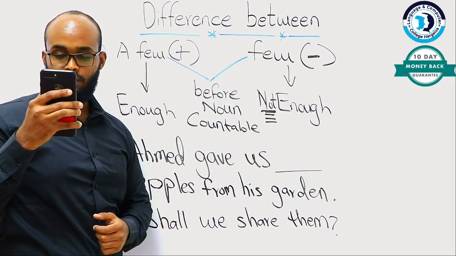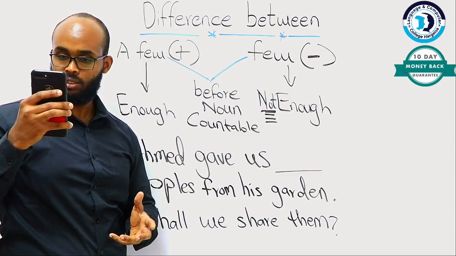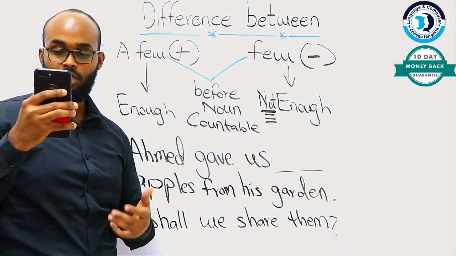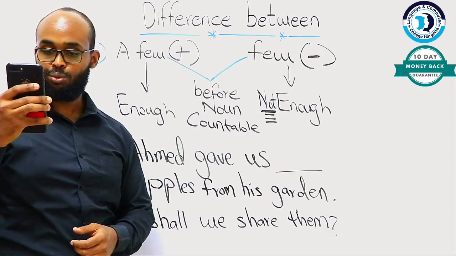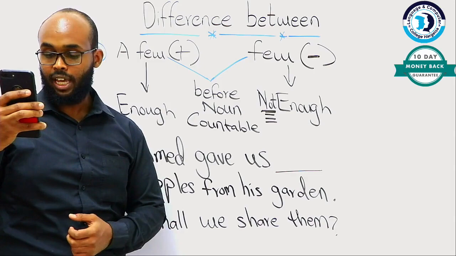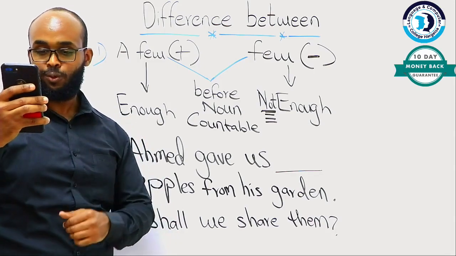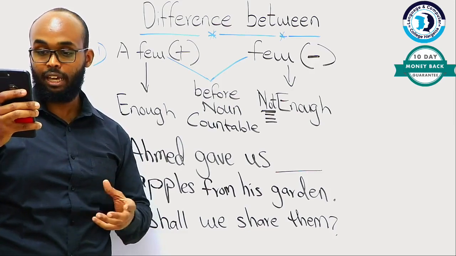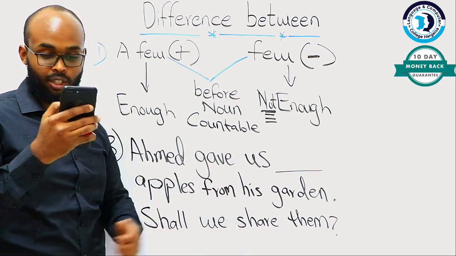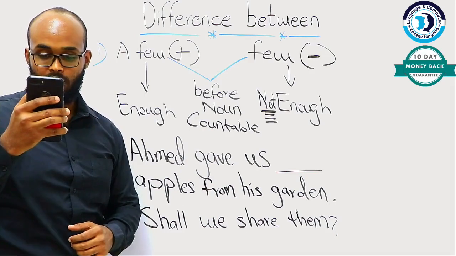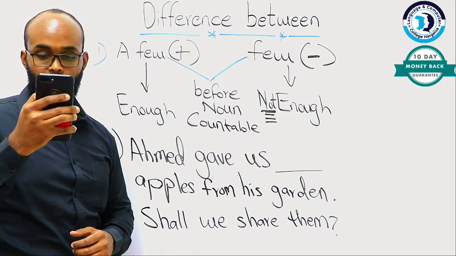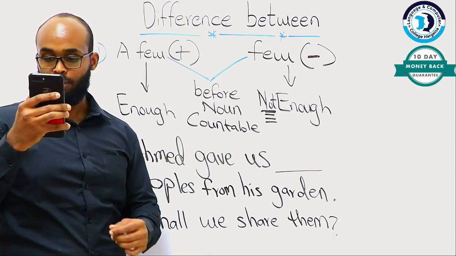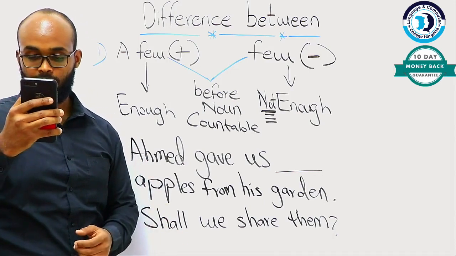Next we have Sterling. Stella, okay. Abdi Mahmoud, few. El Capitano, few. Ahmed gave us some apples from his garden. Gave, G-A, gave, not give. Ahmed gave us a few apples from his garden, shall we share them?